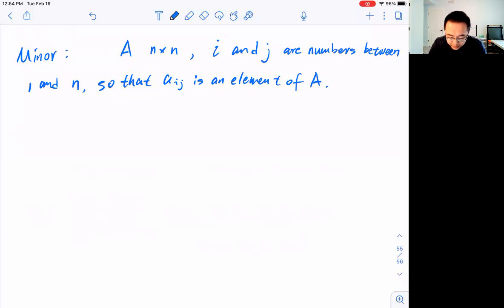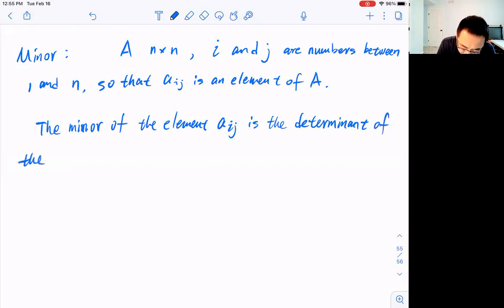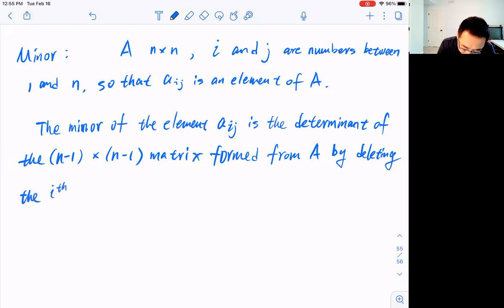If this is the setup, then we say the minor of the element A, I, and J is the determinant of the n minus 1 times n minus 1 matrix formed from the original matrix A by deleting the ith row and the jth column.